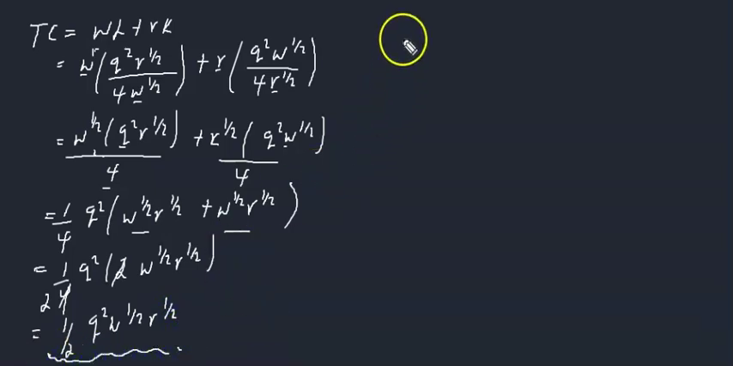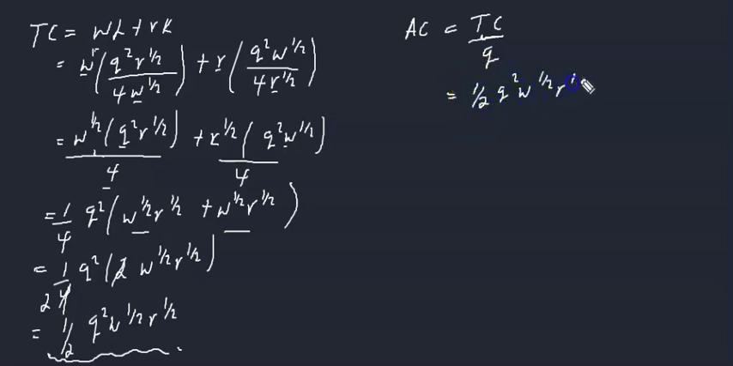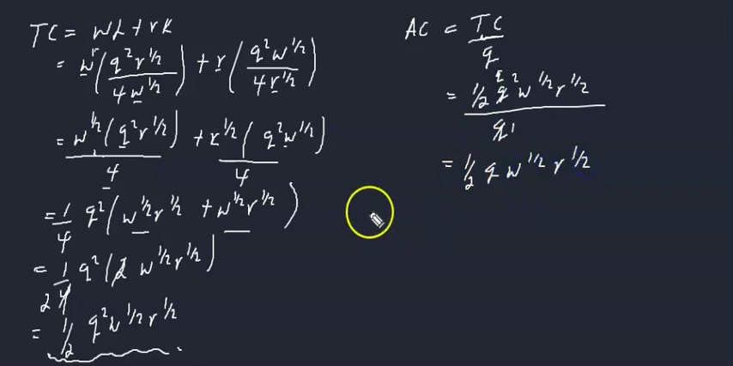Now, let's go on and get the average cost. So average cost, AC, is just equal to total cost divided by quantity. So what we're going to do here is we're going to plug in the total cost that we've just found, which is half Q squared W half R half. Then divide this by Q. Then this Q and that Q will divide. It will remain with 1, it will remain with Q. So we will have half Q W half R half, just like so. So this is our average cost.